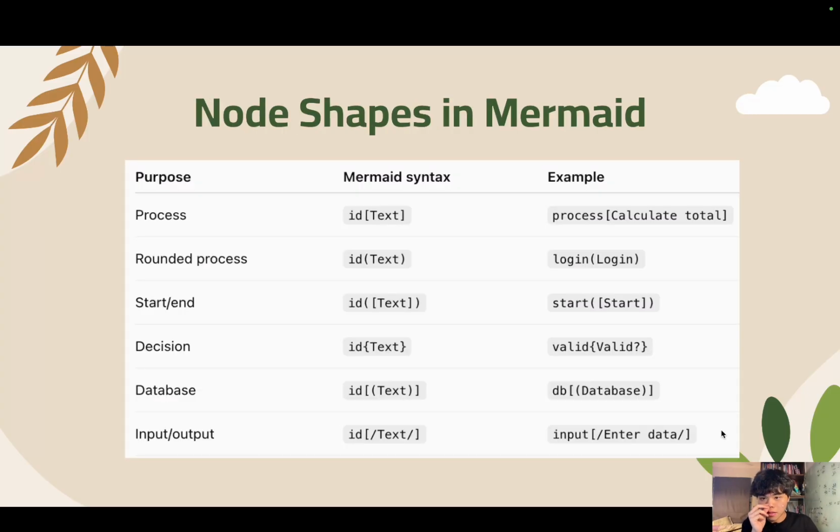Shapes in Mermaid. These are the common shapes: process, round process, start end, decision, database, and input and output. As I said, these are the basic syntax, and the node ID is not always shown to the reader, but Mermaid uses it to connect the nodes. The label is what appears inside the shape, and the brackets decide the shape of the node. The different brackets have different purposes.